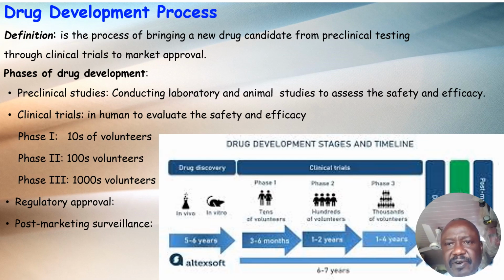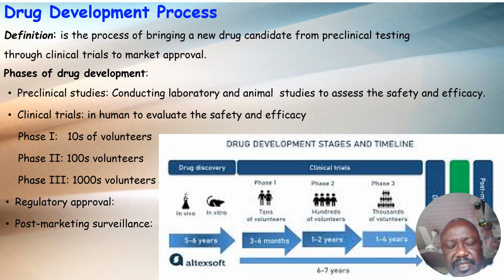Drug development involves the process of bringing a new chemical entity from preclinical testing through clinical trials to market approval. It involves 4 steps. The first step is the preclinical studies. It is done in the laboratory to assess the safety and efficacy of the drugs, and it also checks the adverse effects on animals.